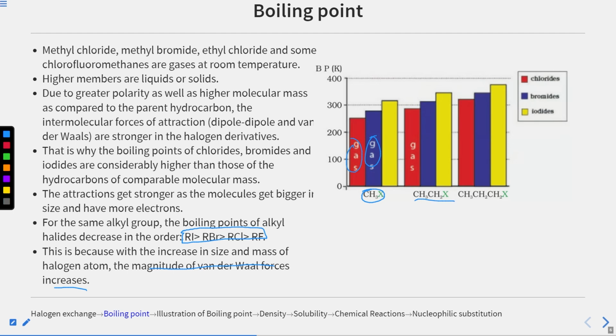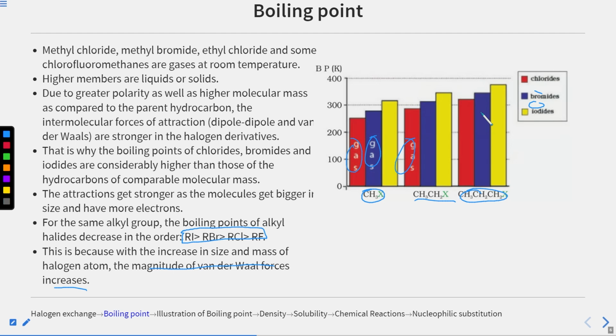Then next we have ethyl. In ethyl, only the chloride is present as a gas. The other two, the bromides and iodides, are present as liquids or solids. Similarly, if we have three carbons, then none of them will be present as gas. They will be either solid or liquid, whether chlorine, bromine or iodine. You can consider any one of them. Okay. Is this clear? So this was about the boiling point.